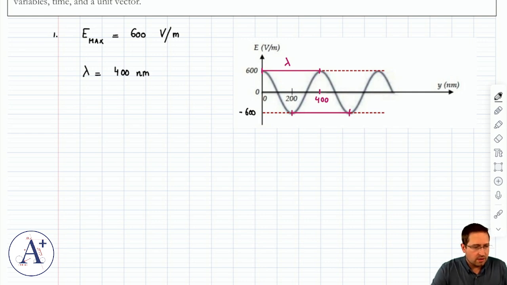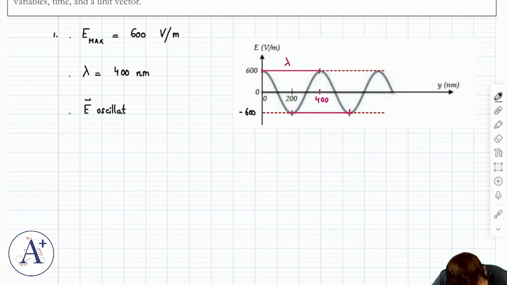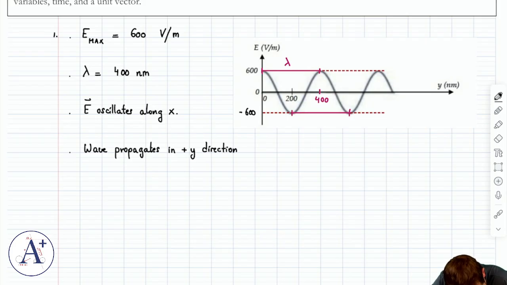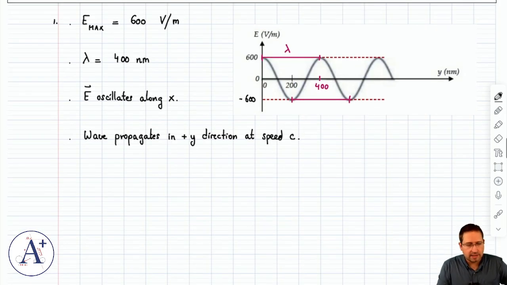Okay. In addition, what else do we know? We know E oscillates along the x direction, and the wave propagates in the plus y direction at speed c, which is the speed of light because we're traveling in vacuum. Okay, so that's not bad. I mean, that's something, right?